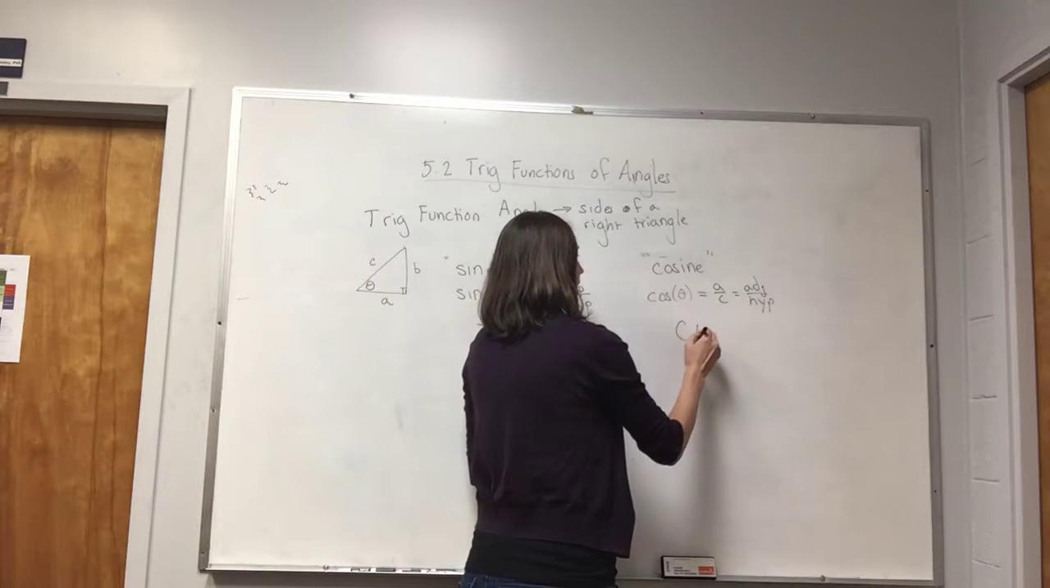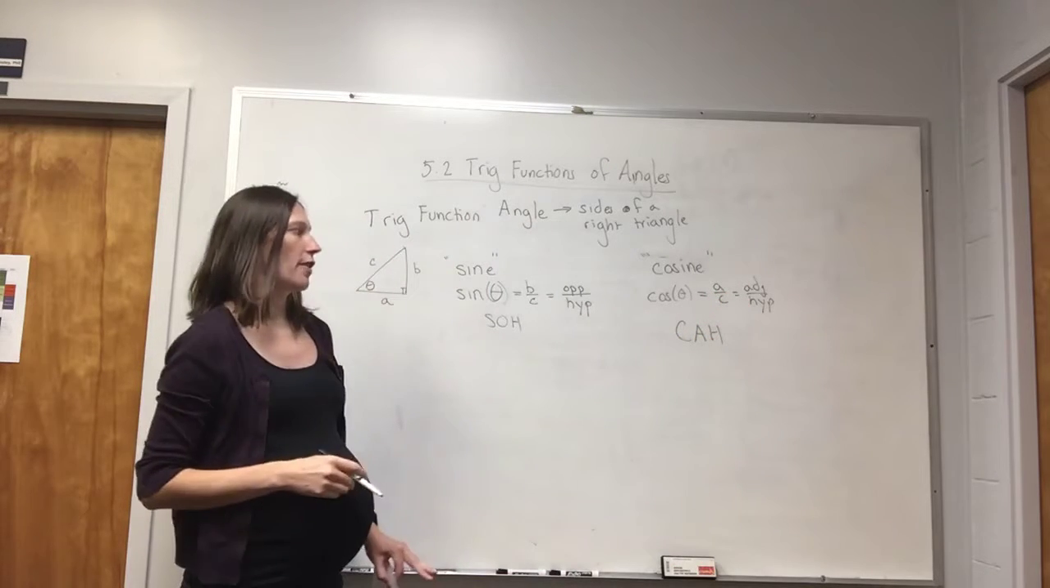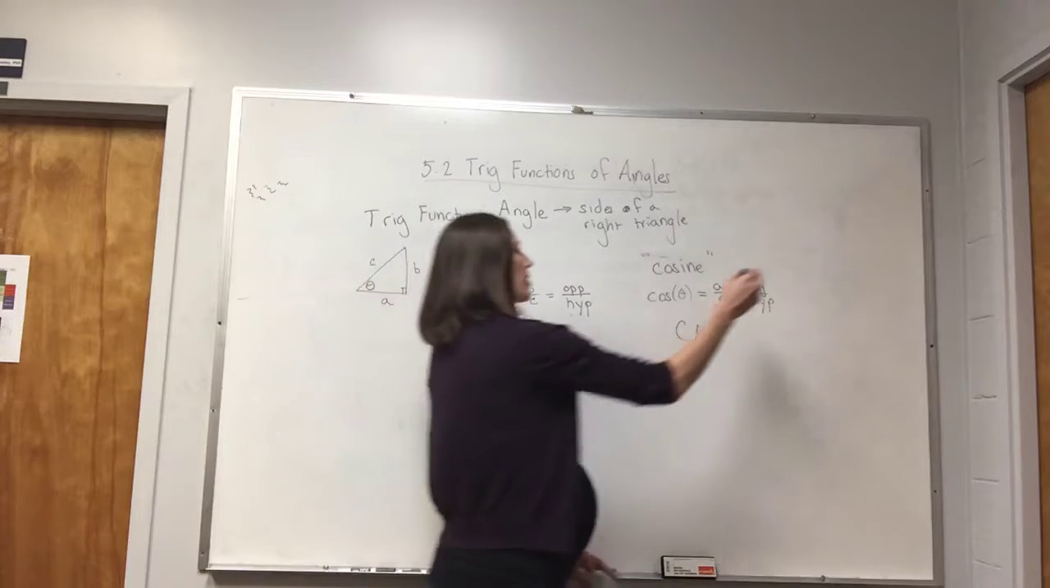So our acronym now is first letter, first letter, first letter, CAH, and I'm going to just call that Ka, okay? And then we have tangent.